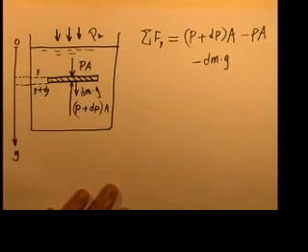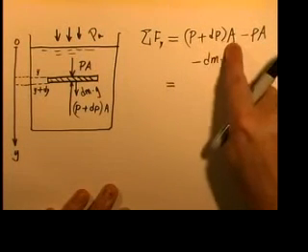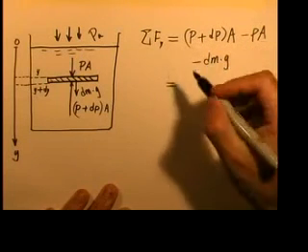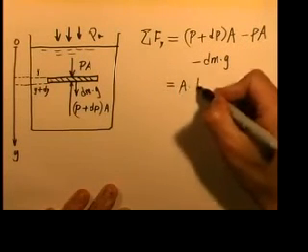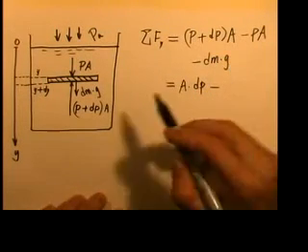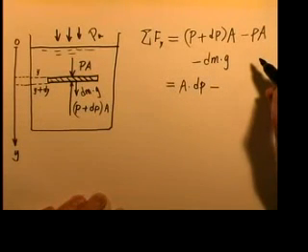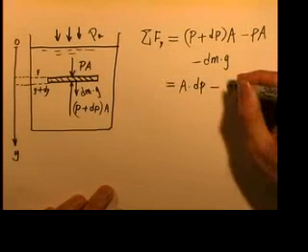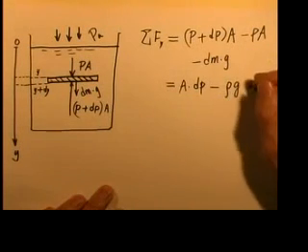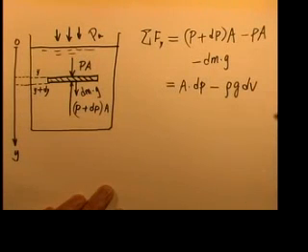Let us simplify that. First of all, (P plus dP) times A minus PA. So PA cancels with that PA, and I'm only getting A times dP. That's what's left, minus dm times g. dm is the mass of this little slab, and that can be expressed in terms of its density times its volume. If the density is rho, then rho times dV will give you the mass dm.